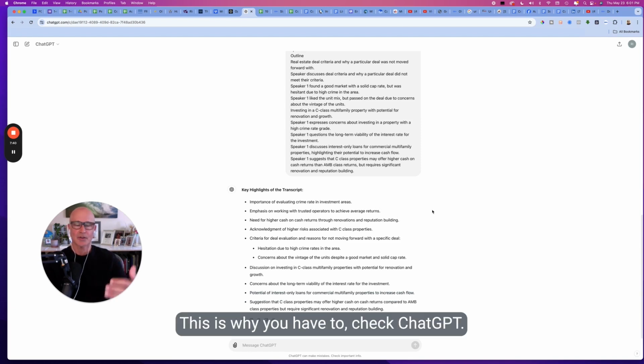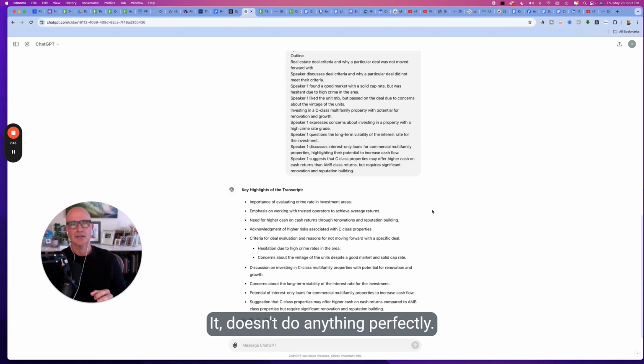This is why you have to check ChatGPT. It doesn't do anything perfectly. It makes a lot of mistakes. So you do have to check your work.